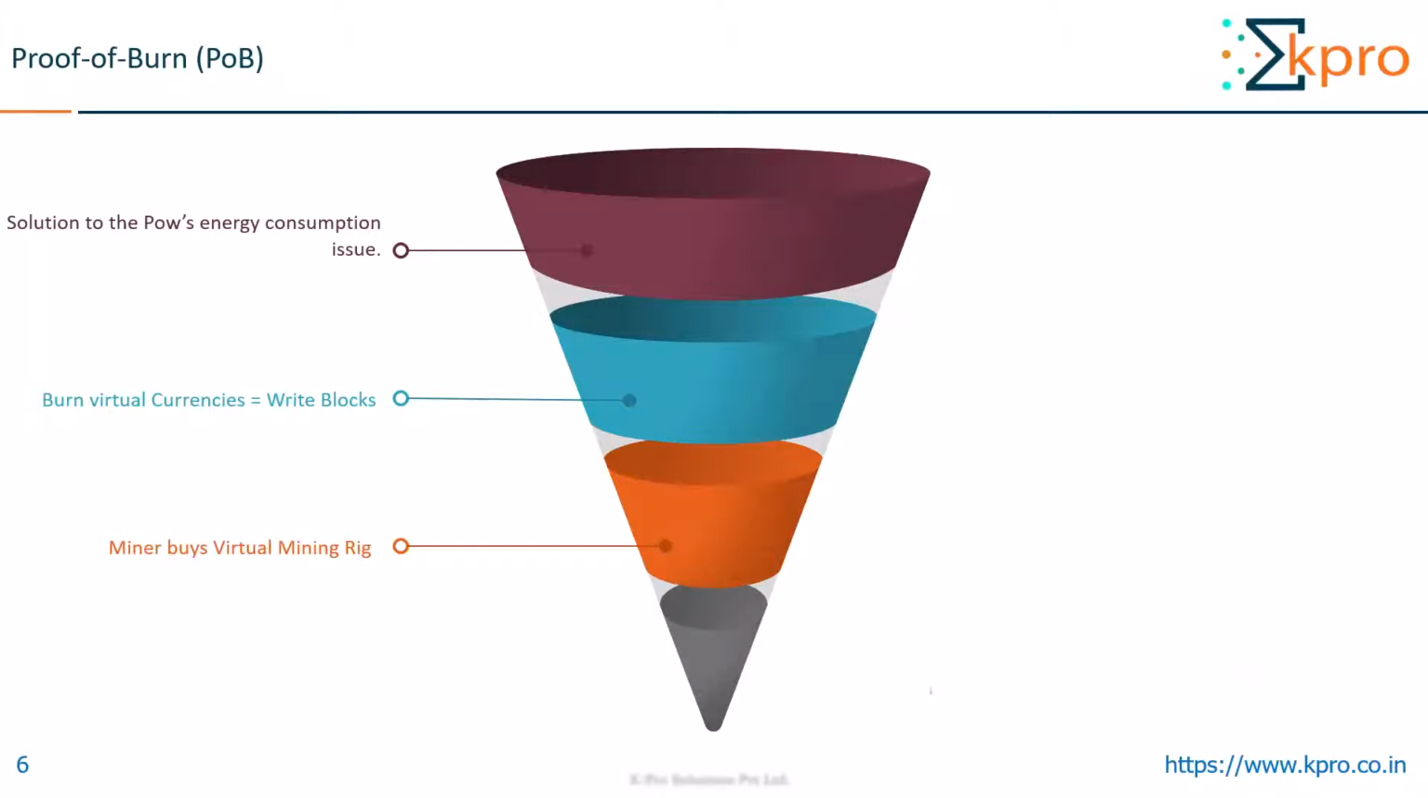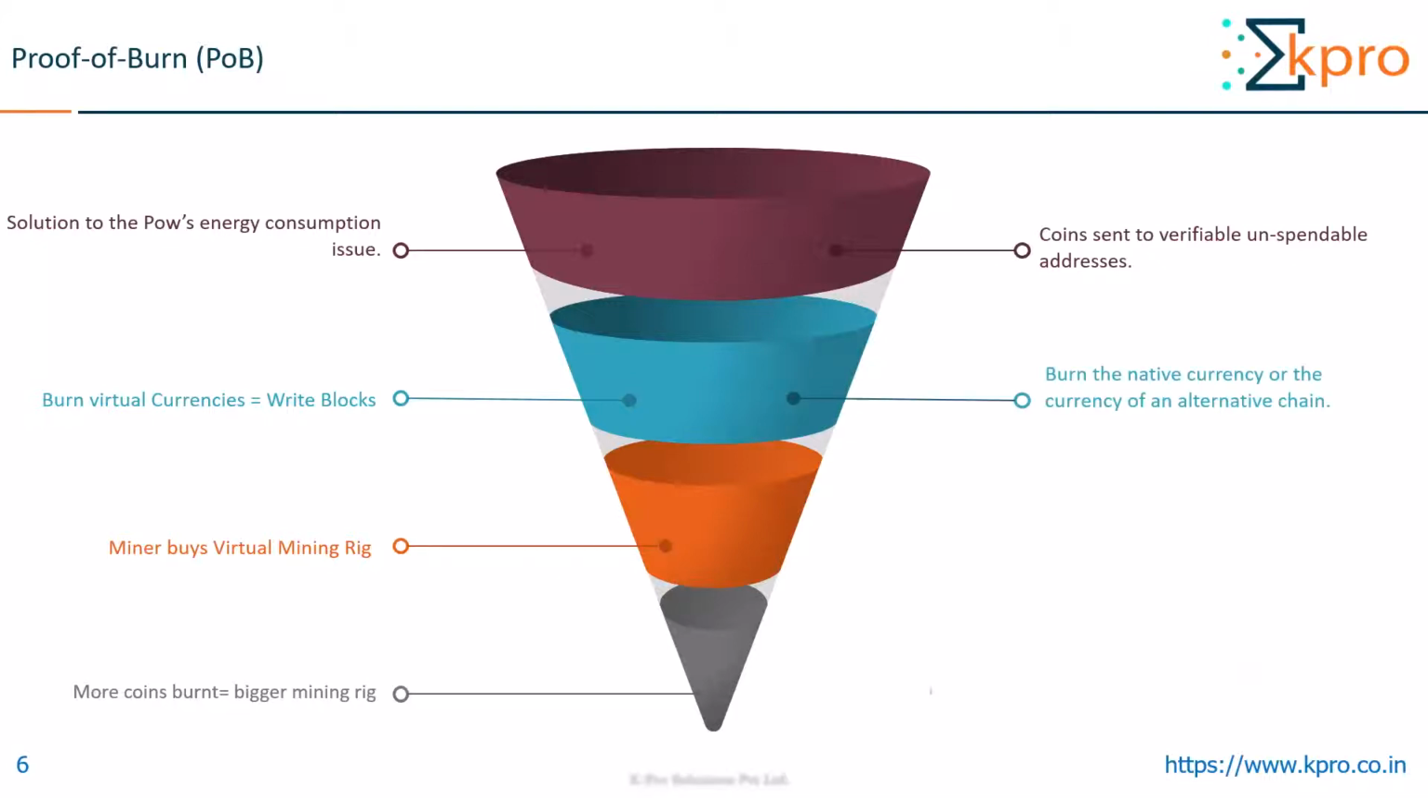A miner burns his coins to buy a virtual mining rig that gives him the power to mine blocks. Hence, the more coins burnt, the bigger the virtual rig. In order to burn coins, miners send them to a verifiable unspendable address. Here the miners are allowed to burn native currency or the currency of an alternative chain, and in return, they receive rewards in the native currency token of the blockchain. So this is all about the proof of burn consensus mechanism.